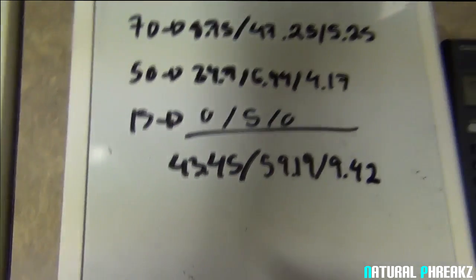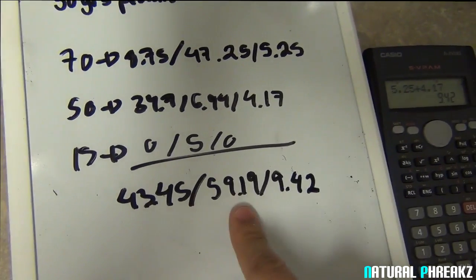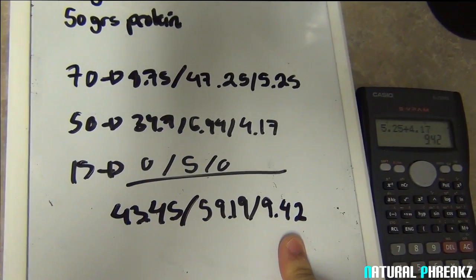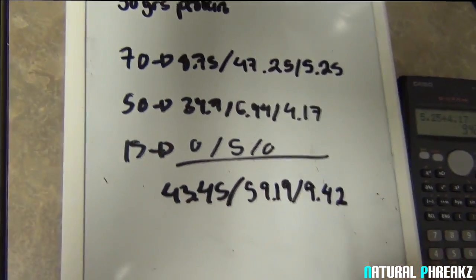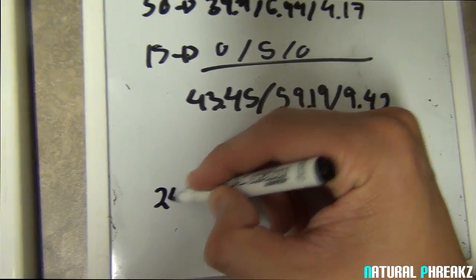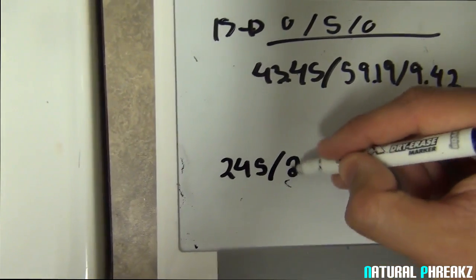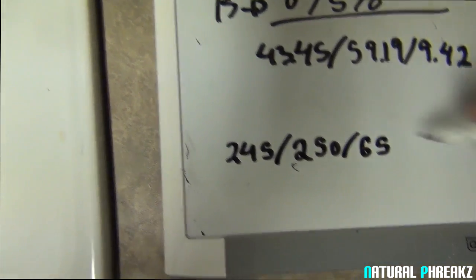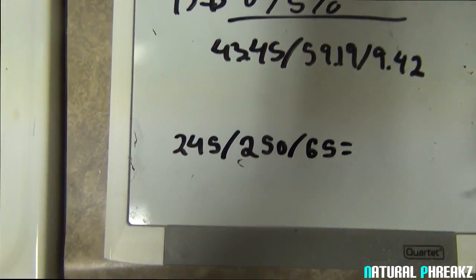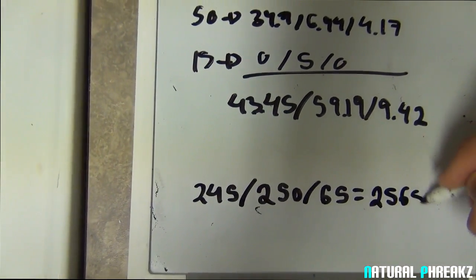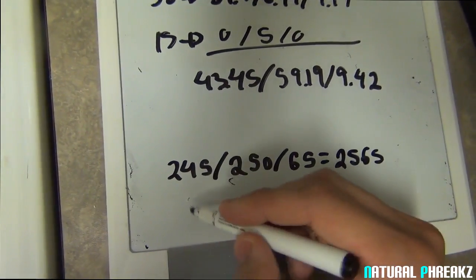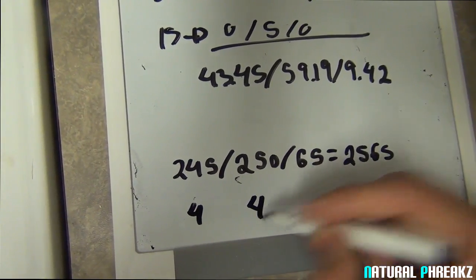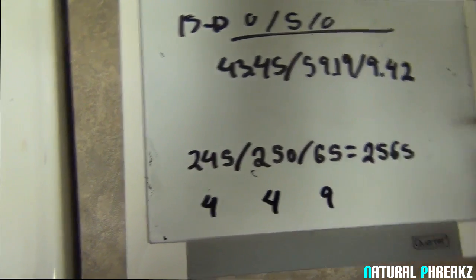Okay, so I ate 43.45 grams of protein, 59.19 grams of carbs, and 9.42 of fat. And my macros currently are, my daily protein intake is 245 grams, for carbs is 250 grams, and for fat is 65 grams, which gives a total of 2,565. And remember, in the previous video I said each gram of protein has 4 calories, each gram of carb has 4, and each gram of fat has 9.